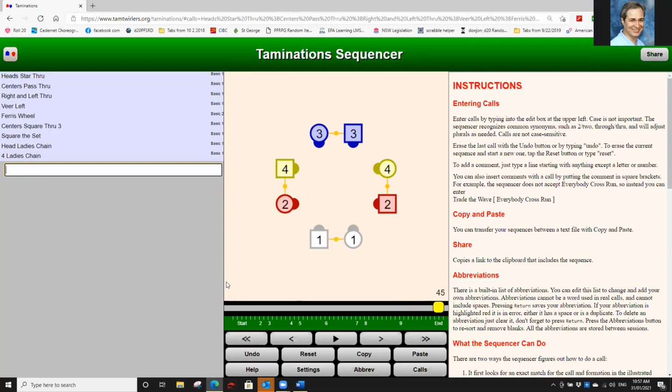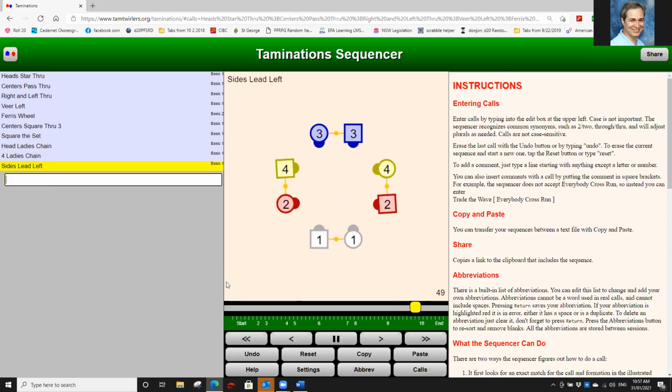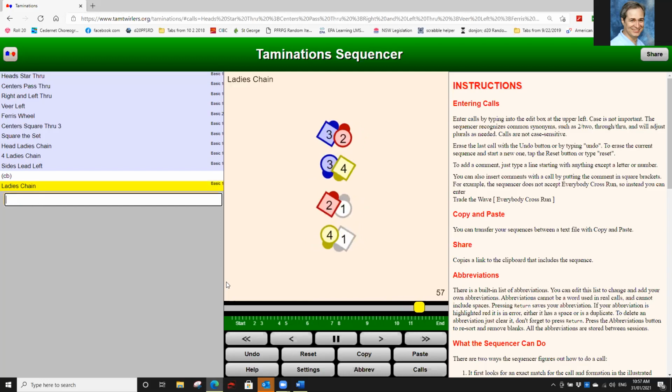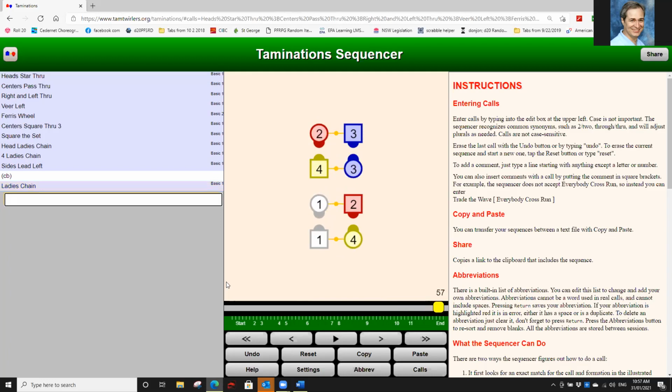Okay, so let's have the sides lead left. So we haven't changed any of the pairings. The head couple is still with his partner and the side couple is with the opposite lady. Okay, ladies chain. Okay, so now the heads are looking at their partner and the sides are looking at their opposite.